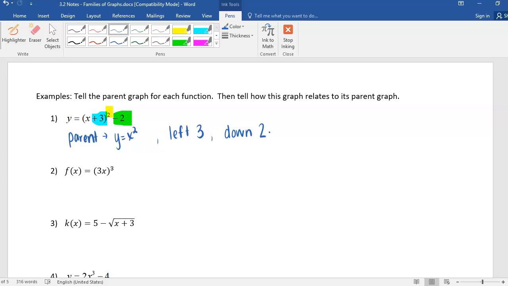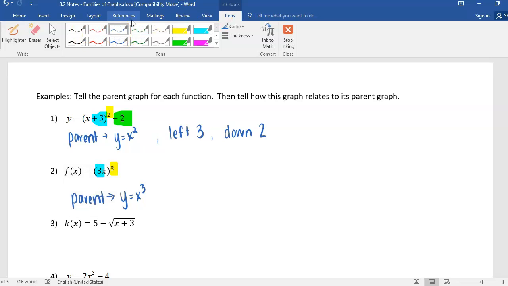Okay, questions? All right, let's look at number 2. The parent graph here is y equals x cubed. We can see that little cube, which tells us this is a cubic function. The only difference between y equals x cubed and y equals 3x cubed is that 3 right there.